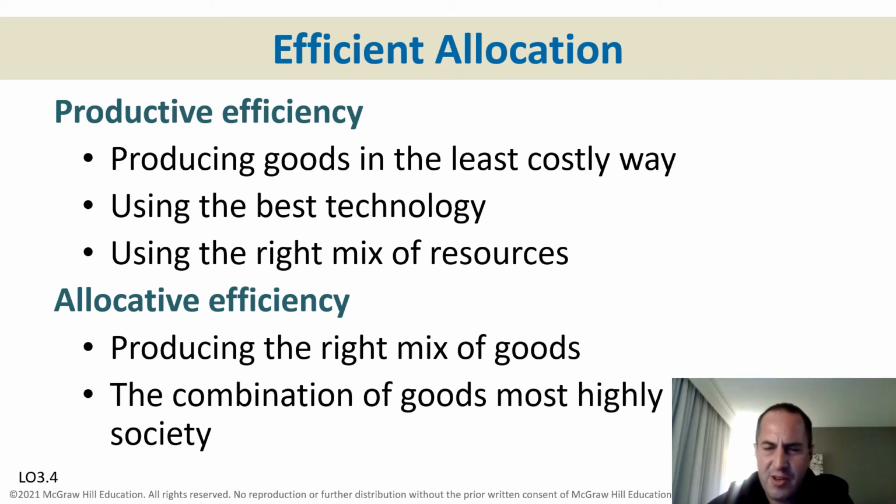Using the right mix of resources. Think about when you have a factory and someone's putting something together. If labor is cheap, you'll use more human labor. If labor is expensive, you'll use more automation and robots. Look at McDonald's, any new McDonald's in the US. Allocative efficiency: producing the right mix of goods, the combination of goods most highly valued by society.